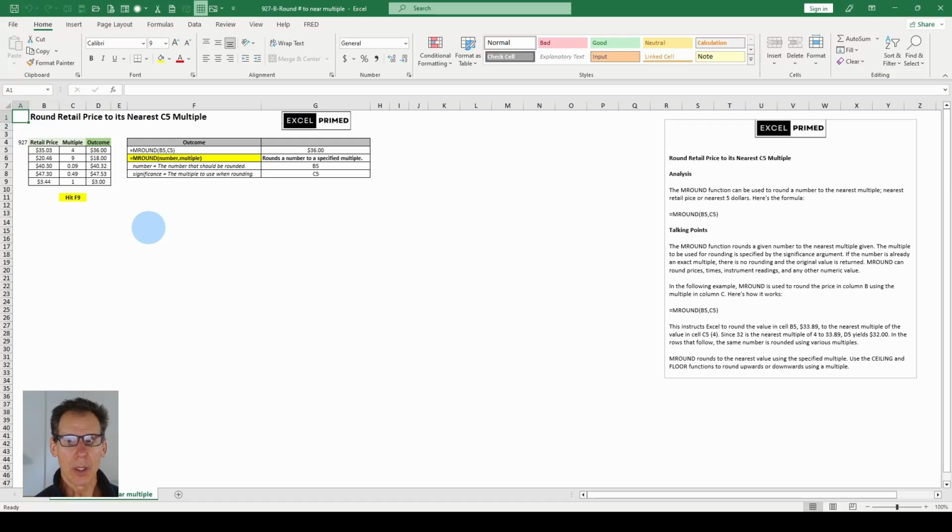What's the MROUND? It rounds retail prices to the nearest multiple of 5. The MROUND function can be used to round a number to its nearest multiple, like rounding a retail price to the nearest $5. Here's the formula: MROUND(B5, C5). Well, we're familiar with the arrangement here.